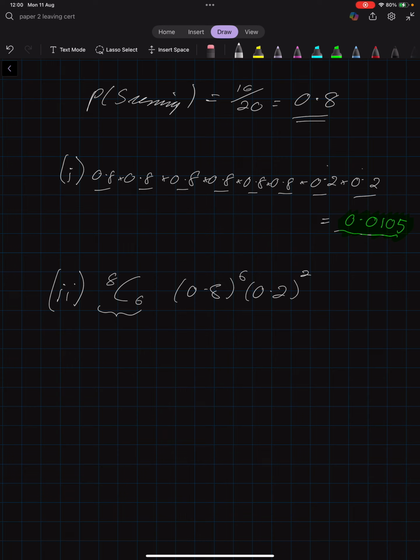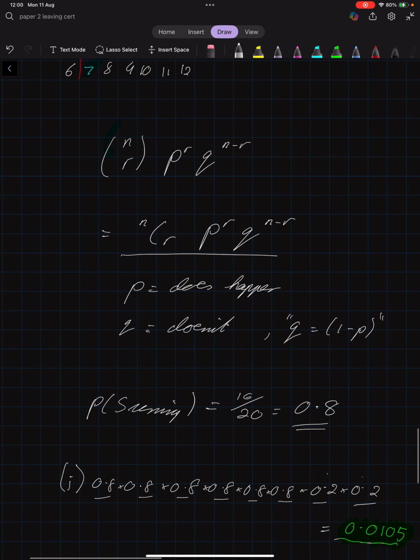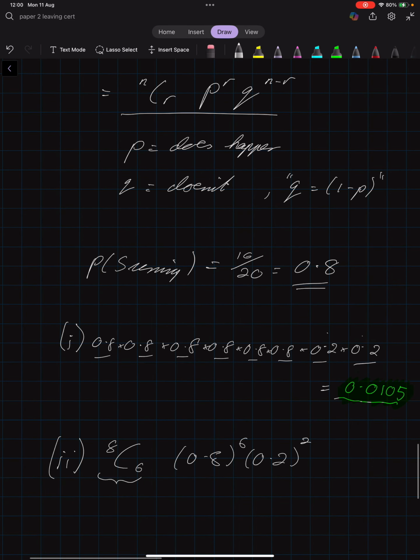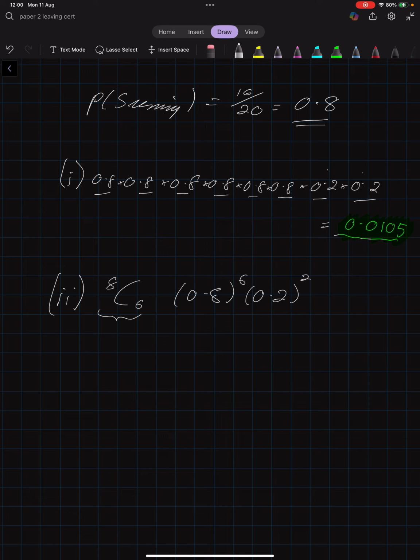Okay. What you're doing then is you're saying, okay, well, p is the chance that it does happen. So it's 0.8, that needs to happen 6 times. And then she needs to miss twice. So she misses 20% of the time and she does it twice. So then if you just plug this into your calculator, 8C6 times that, this now becomes 0.29. Okay? So it's much more likely that she'll score 6.